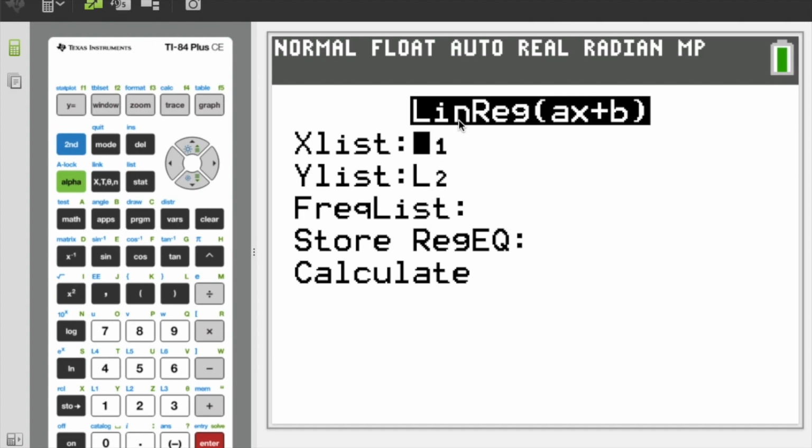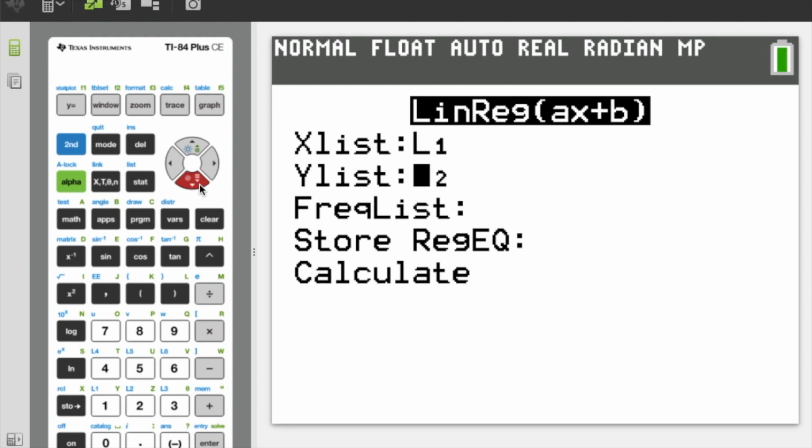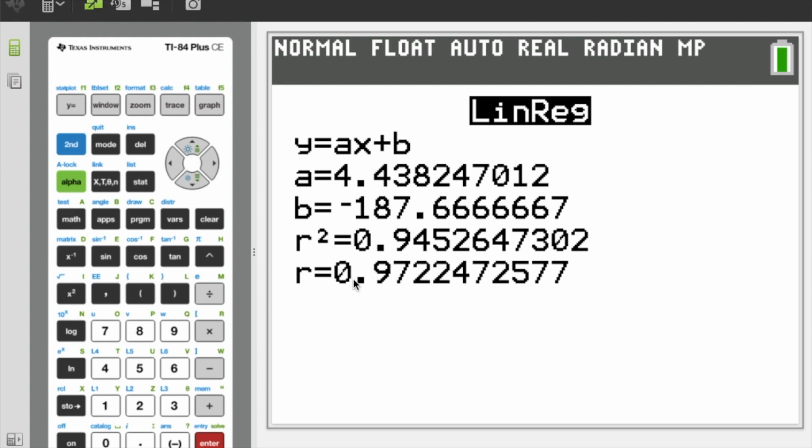Enter. This x list and y list is just asking me to tell the calculator where I stored my domain and range, and I put them right in L1 and L2, so we're good. There was no frequency list. I'm not going to show you the store yet. We're just going to press calculate, and you see I get my A and my B.